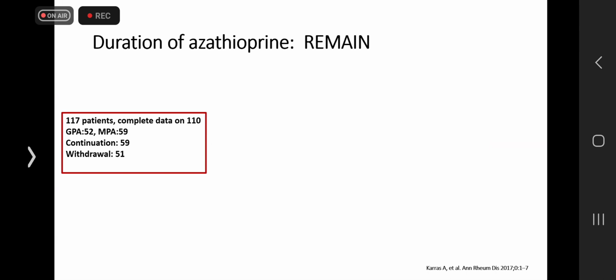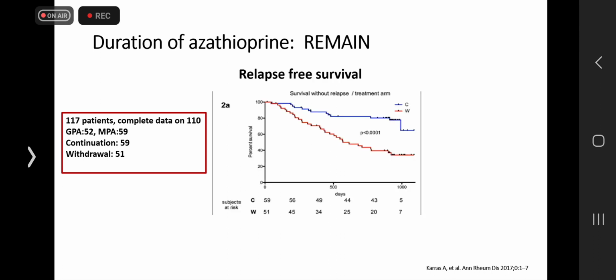How about for azathioprine? The data for this comes from the REMAIN trial, which is a European Vasculitis Society conducted trial, which enrolled 117 patients who achieved remission after induction with cyclophosphamide. Complete data was available on 110 patients. 52 had GPA, 59 had MPA. In 59 patients, azathioprine was continued until month 48. In 51 patients, azathioprine was withdrawn at month 24. And here's the relapse-free survival. There was a 2.8-fold higher risk of relapse in the withdrawal arm compared to the continuation arm.